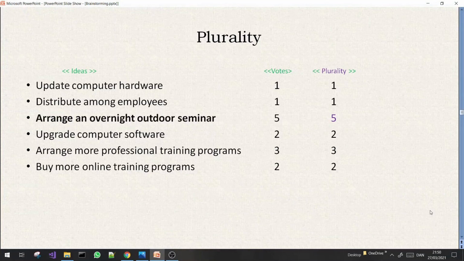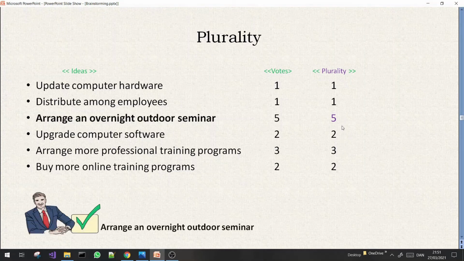Anyhow, now let's talk about the plurality principle, which we are actually implementing in our case. According to the principle, we should select an idea which has maximum votes, and here the third idea has 5 votes, which actually is the maximum for any idea. So the finance manager decided to select the third idea, which says we should spend money on an overnight outdoor seminar where the employees shall discuss upcoming projects, current projects and problems, and so on.